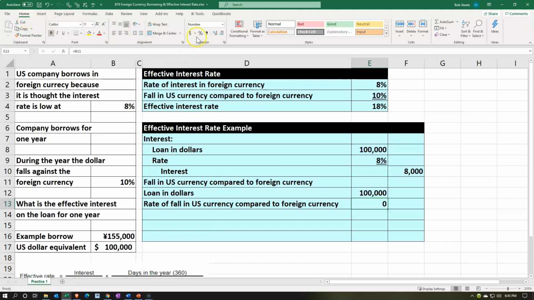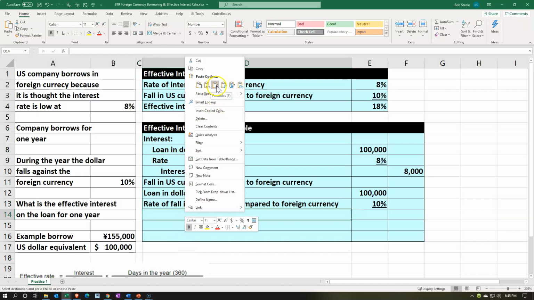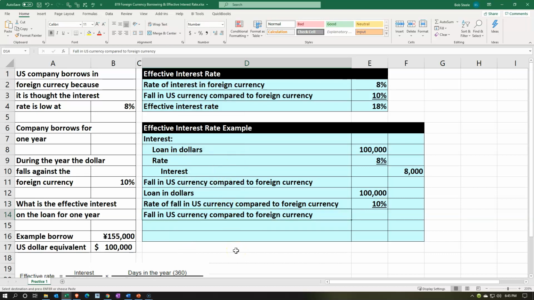So Home tab, percent. That means it's going to take more dollars to pay back. We have a payable or a liability on the books now, which would have cost us the 100,000 to pay off the principal, which was 155,000 yen, but now it's going to cost us more because of this change in the rates. So I'm going to say Home tab, Font Group, and Underline, and we'll call this once again the fall in US currency compared to the foreign currency. This is going to be equal to the 100,000 times the 10%.